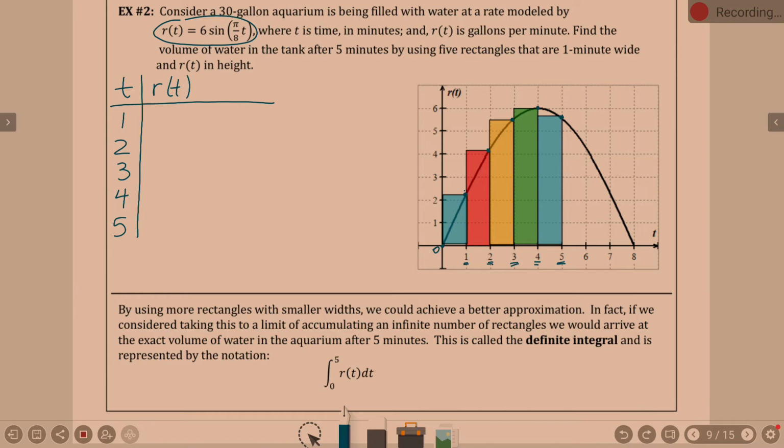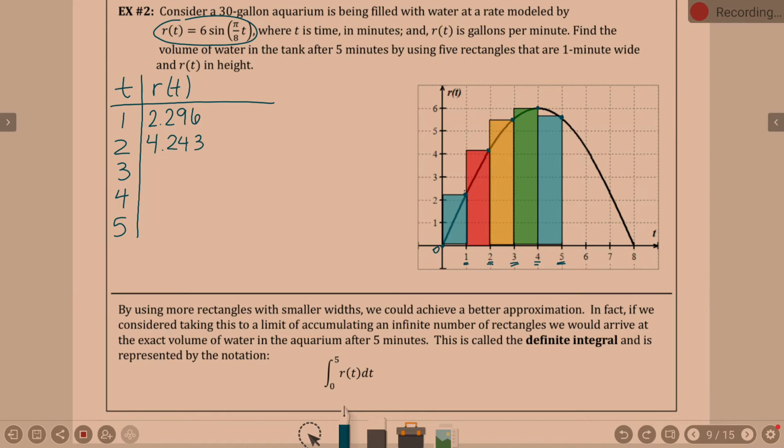Did we get the first one? I have mine in my notes to 3 decimal places. Remember, AP always wants a minimum of 3. What did you guys get for the first one? 2.296. Yep. Does that make sense based on the graph? Yeah, that makes sense. What about when you plug 2 in?